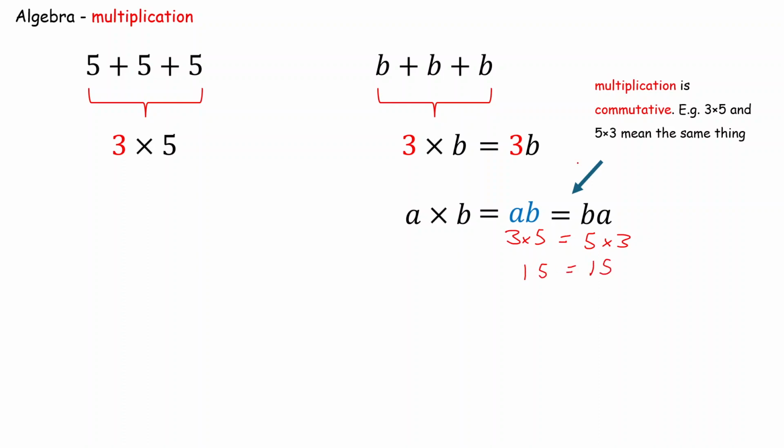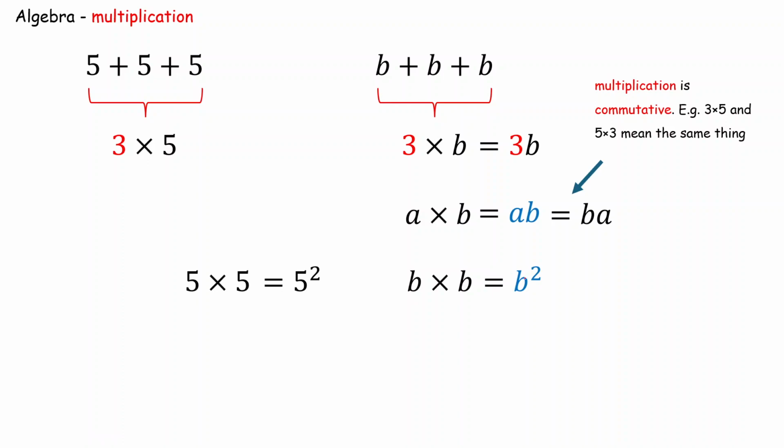So we say that multiplication is commutative. E.g. 3 times 5 and 5 times 3, 15, they mean the same thing. No matter which way around a and b go, you get the same answer. So that's a really important idea in algebra. But again, ab is a better way of writing it than ba because of alphabetical order, but they both mean the same thing. Now, what about this below? We've got b times b. If I gave you 5 times 5, you might be thinking, well, 5 times 5 is 25, but importantly, in terms of indices, we can write this as 5 to the power of 2, or 5 squared. So similarly, we can write b times b as b to the power of 2, or b squared.